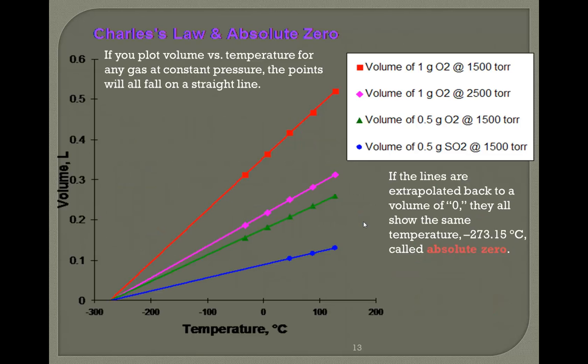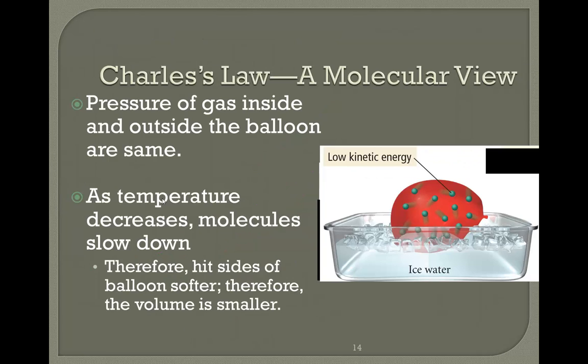If we look here, here's the same compound. These are all oxygen. As the temperature increased, so did the volume, and it created a straight line in the process. So let's look at Charles's law from a molecular point of view. The pressure of a gas inside and outside the balloon is theoretically the same. As the temperature decreases, the molecules inside slow down, therefore hit the sides of the balloon softer, therefore the volume gets smaller.